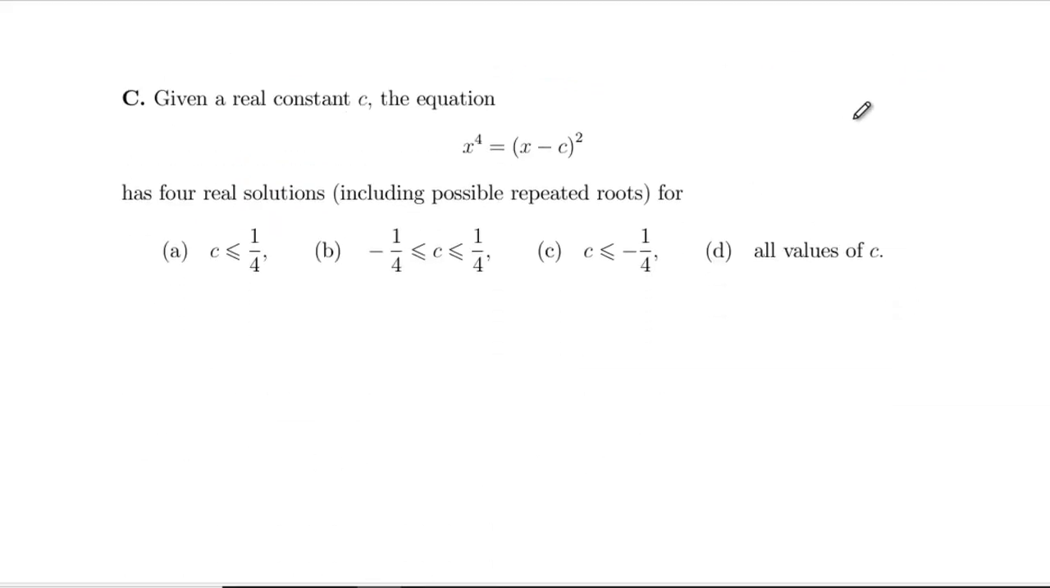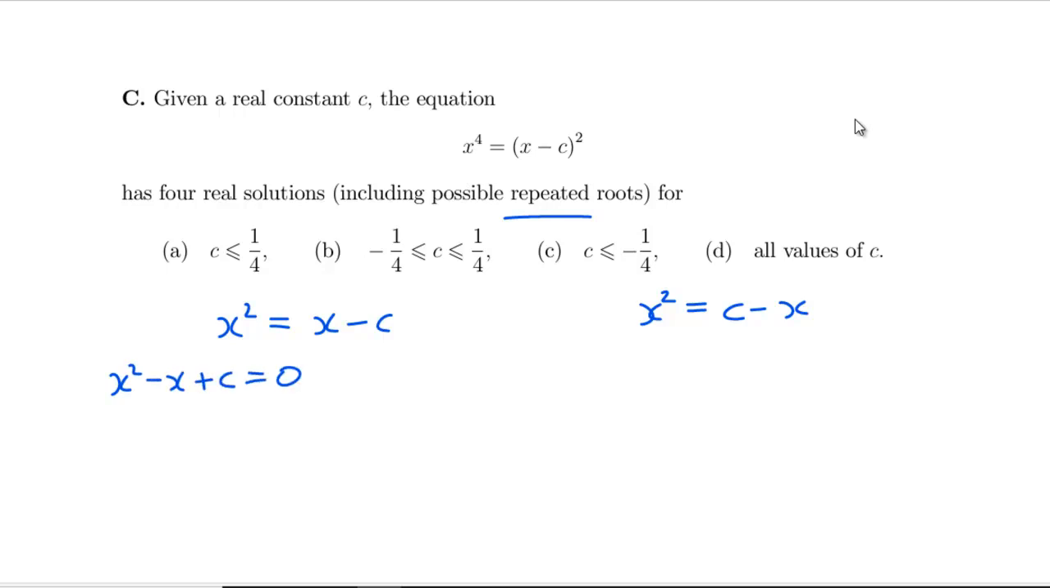Given a real constant c, the equation x to the power 4 is x minus c all squared, has 4 real solutions, including possible repeated roots, for what values of c? Right, let's square root. That's going to give us 2 equations because we're going to have a plus and a minus. So we'll have x squared is x minus c, or x squared is c minus x if we have the negative square root. So that gives us x squared minus x plus c is equal to 0. And then this one will give us x squared plus x minus c is equal to 0.